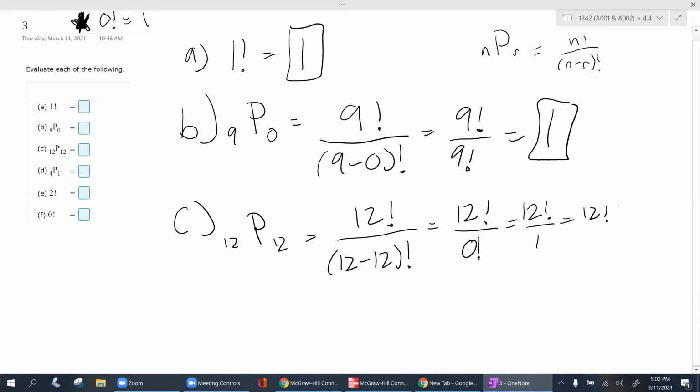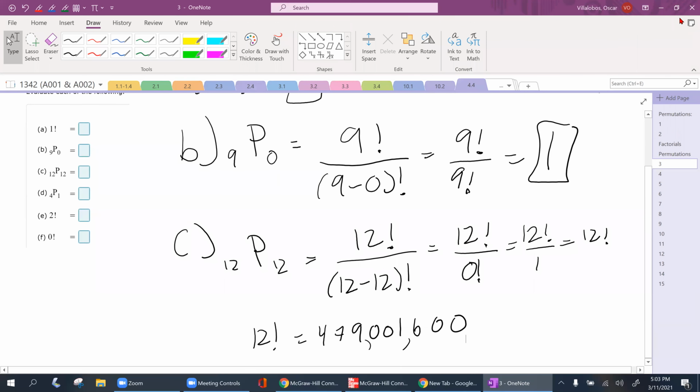Let's go ahead and plug this into our calculator. 12 factorial gives me 479,001,600. Very, very large value. You would go ahead and do these with all of these. That's how you would tackle permutations and factorials. So let's move on to the next problem.